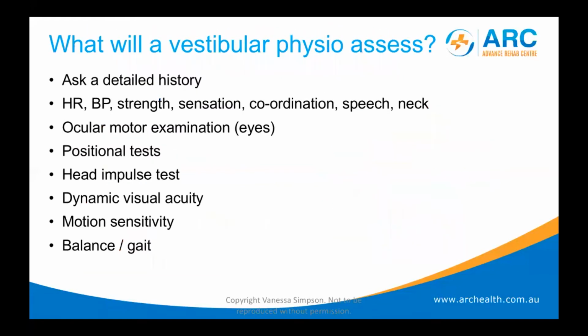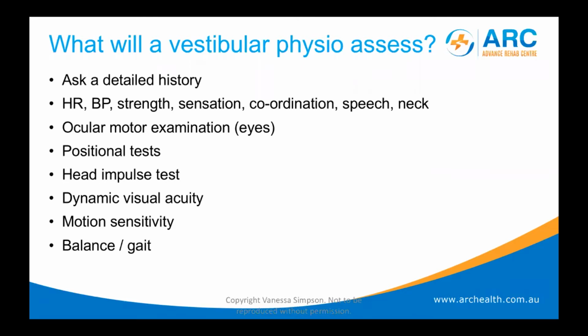So if you were to go to a vestibular physio, what are they going to ask you, or what are they going to assess? Well, first and foremost, they're going to ask a very detailed history. They might look at things like heart rate, blood pressure, strength, sensation, coordination, speech, and potentially have a look at your neck as well, because some neck issues can sometimes cause some dizziness. They're then going to have a very good look at your eyes. Positional testing. This is where we look for conditions like BPPV, which I'll talk about in a minute.